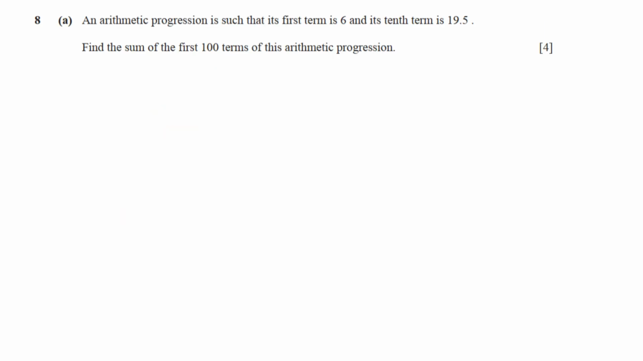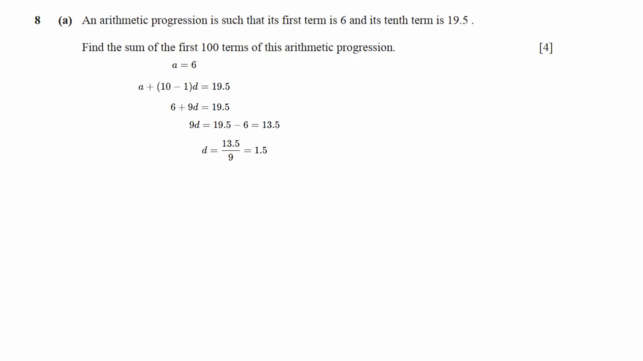Next, this is an arithmetic progression question. It is given the first term is 6, that is a is 6, and the 10th term is 19.5, that is a plus 10 minus 1 times d is 19.5. Substitute the value of a as 6 here, so we get 6 plus 9d is equal to 19.5. 9d is equal to 19.5 minus 6, which is 13.5. Now divide both sides by 9. We get d is equal to 13.5 divided by 9, which is equal to 1.5.